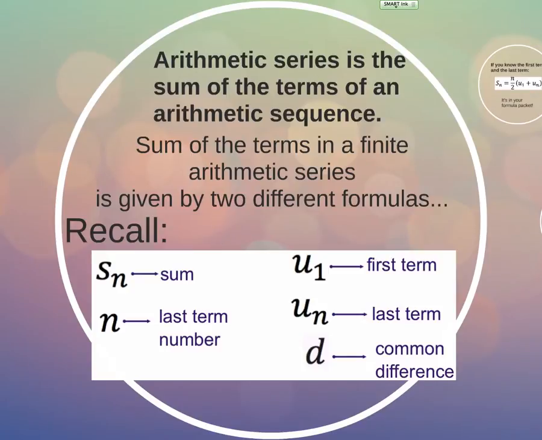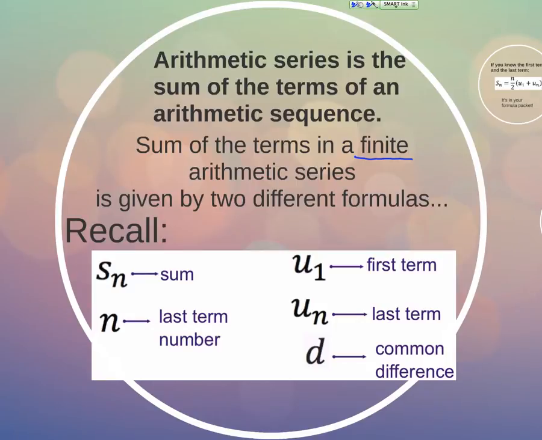All right, so this is pretty much review here. An arithmetic series is the sum of the terms of an arithmetic sequence. That's what I was just talking about. So it's the sum of the terms in a finite arithmetic series. So we're not going on indefinitely. We're not adding up all the numbers in the universe. We're going to look at a certain part.